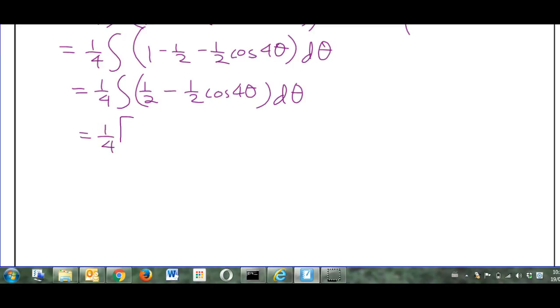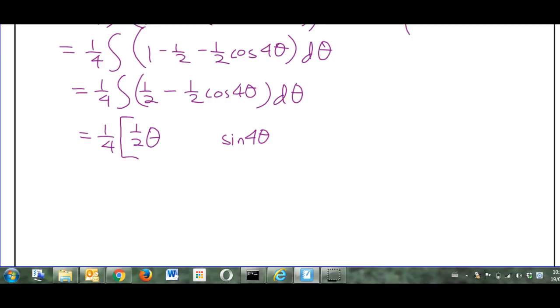So 1/4. Okay, what's the antiderivative of 1/2? 1/2 theta. Okay, now the cos 4 theta, that's going to be a sine 4 theta, right?